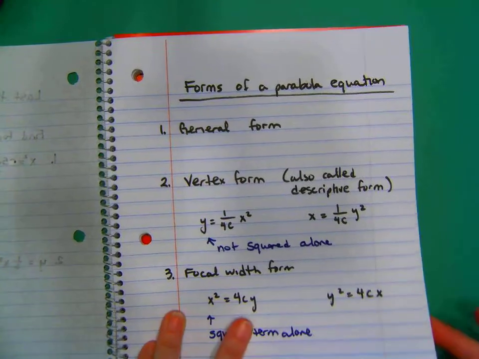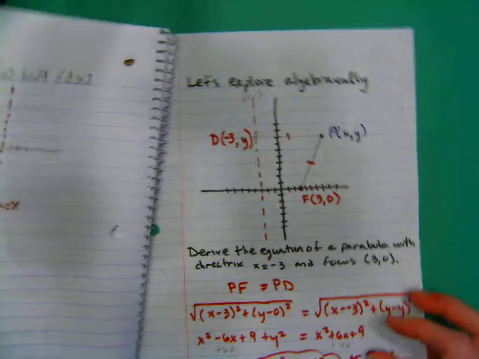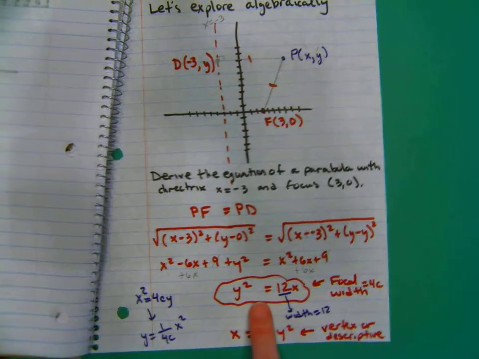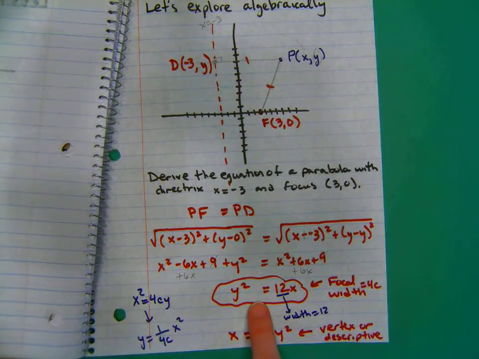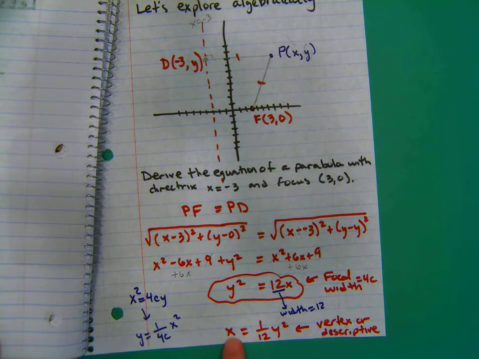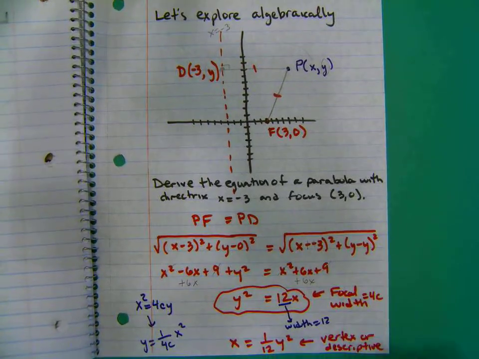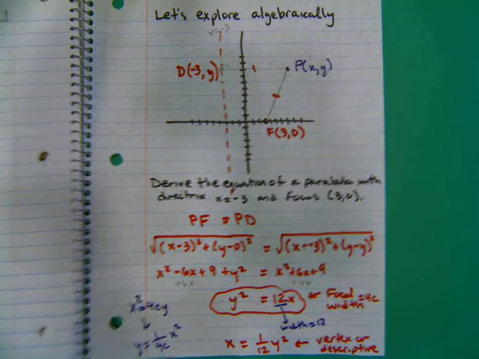So what that would mean for me on the last problem I did, let me show you that last problem, is that I would not want to stop there because that's the focal width form. I would want to get the not squared term by itself, and that's the vertex or descriptive form. And your CDT team decided it was better to start practicing moving between forms earlier so the students would have more time to get that.